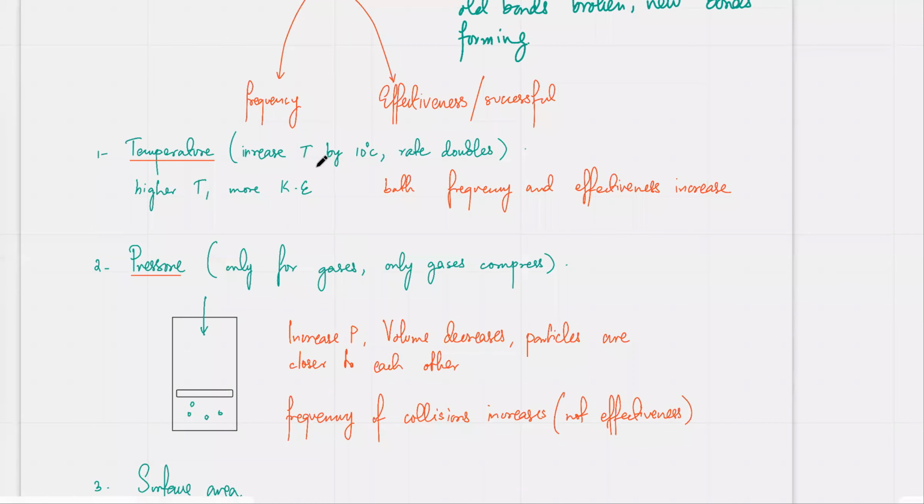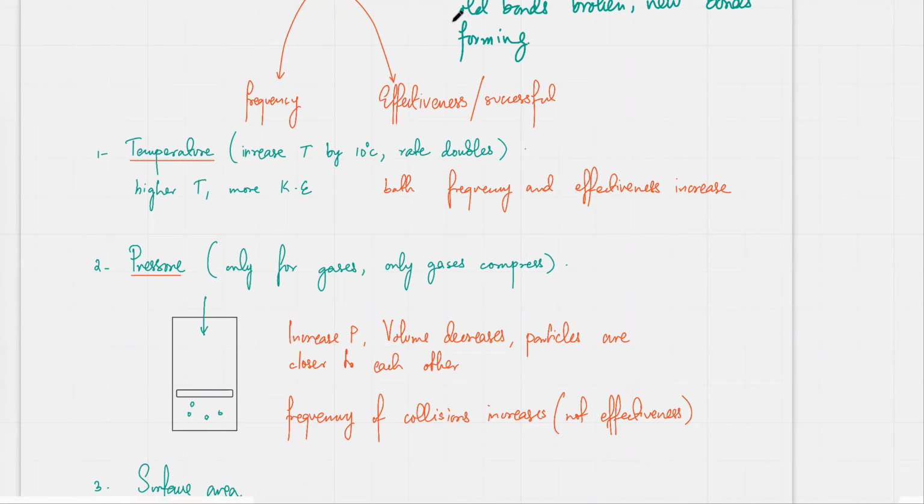If you increase temperature, the kinetic energy increases. So the particles travel faster. And when they travel faster, they hit each other more frequently. Plus, they're also hitting each other with a lot more force because they're more energetic. So they're also more effective.